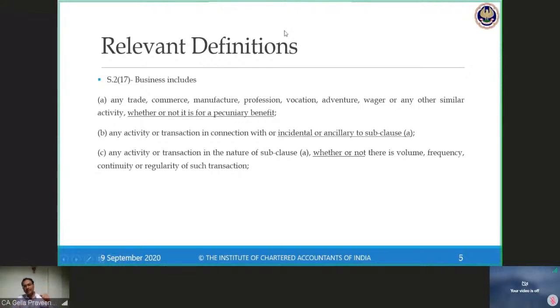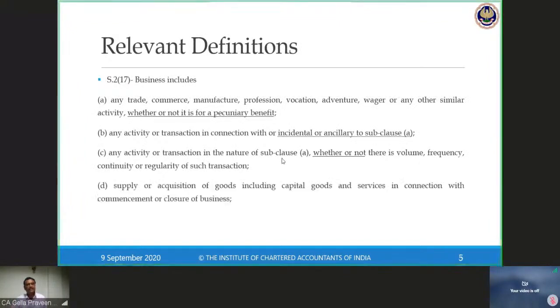What do I do with this valuation? Can I call an activity which was done only once in a while a business? There are a couple of answers saying that yes, it is a business. Even if I do it only once, the answer is yes, because my clause C says that whether or not there is a volume or frequency, it is covered under the definition of business. So this is something which we need to keep in mind.